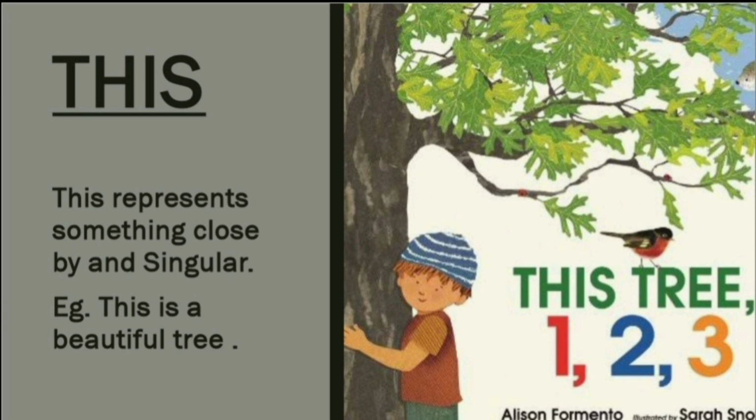This and that represent singular nouns. Let's talk about this. This represents something close. This represents something which is close but singular in nature. If you see this example here, this is a beautiful tree. Tree is singular and it is close by. Something that's close by and singular is represented by this.